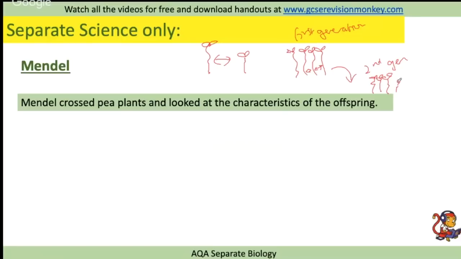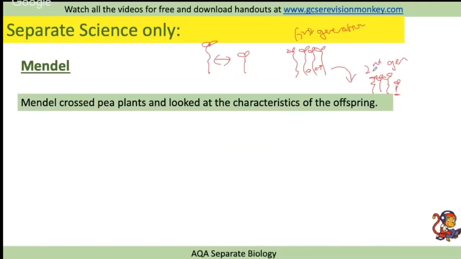And he did the same thing with coloured flowers on the pea plants and whether the peas were wrinkly or round and things like that. So they might talk about tall and short or wrinkly round peas or the colours of the flowers.